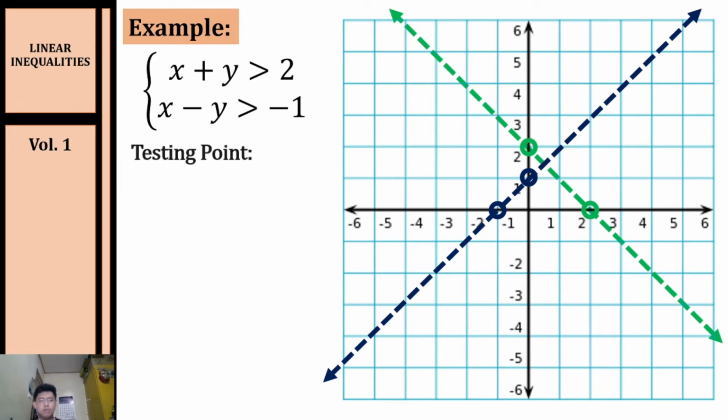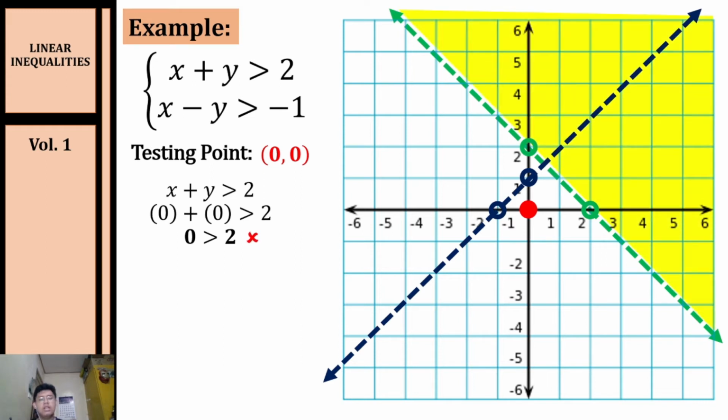Okay, next step is we will assign a testing point. So our testing point will be located at (0, 0). Again, you can use any coordinate, but for me, it's easier to simplify using zeros. Okay, so let's test our first inequality. Let's substitute (0, 0). We will have 0 is greater than 2. Did it satisfy our inequality? So it did not satisfy our inequality, so we will shade the upper portion of our first inequality.